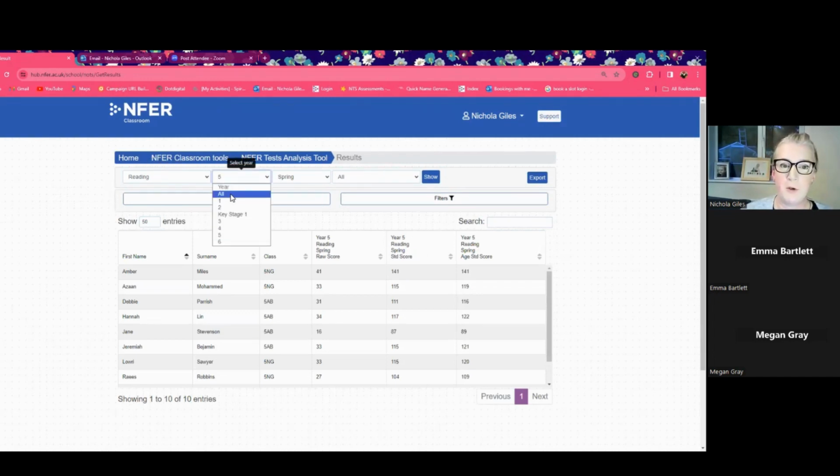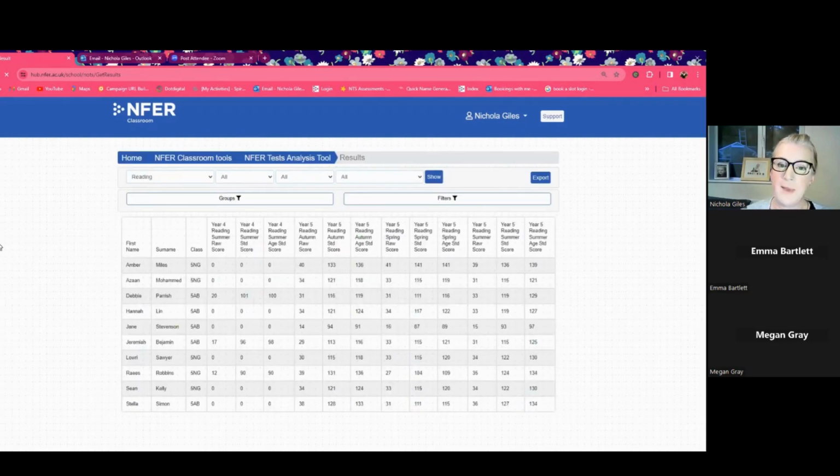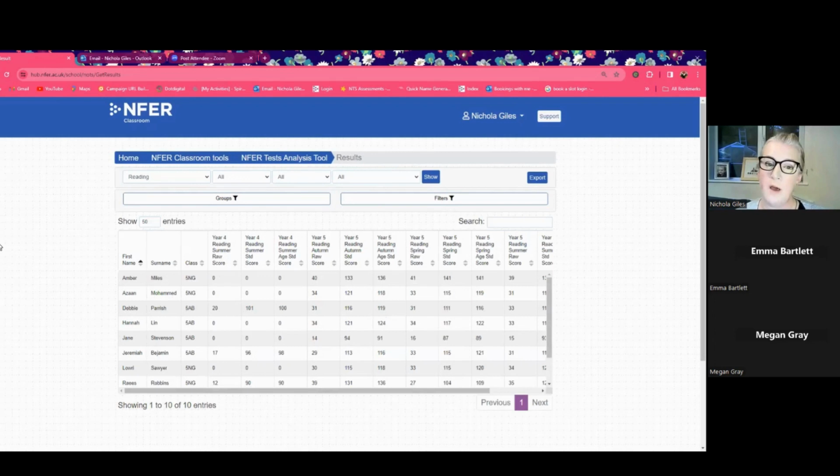So if you remember, if you click all, then you'll be able to see all of that data of those pupils. So this is tracked from year 4 all the way then through to year 5. And again, you can start to see those patterns of their raw scores, their standardised, and that journey from a sort of numerical point of view.